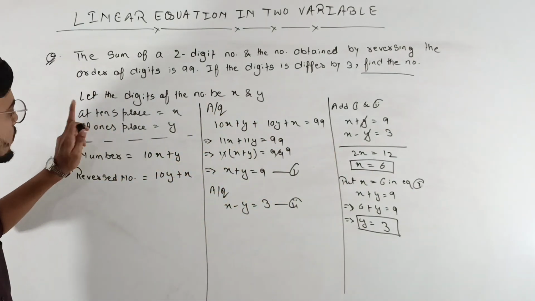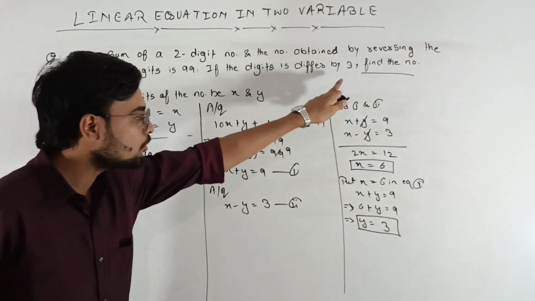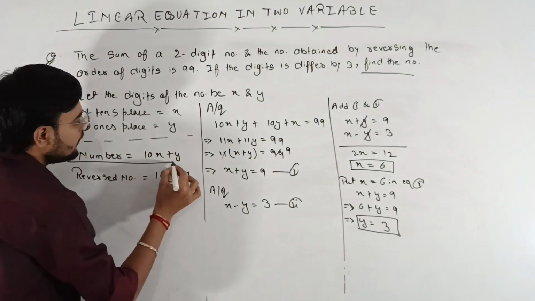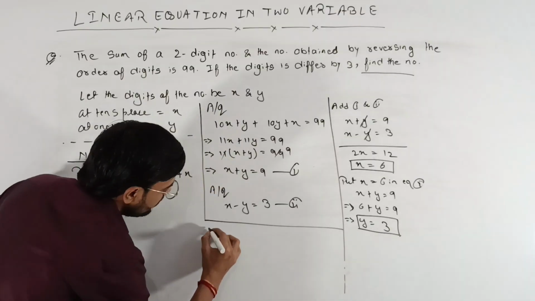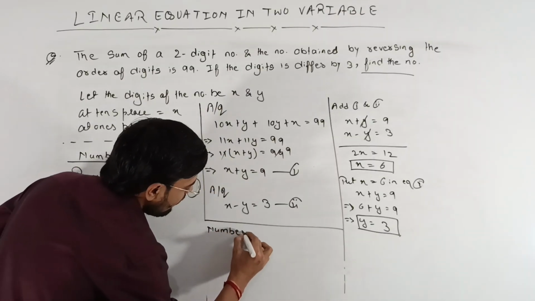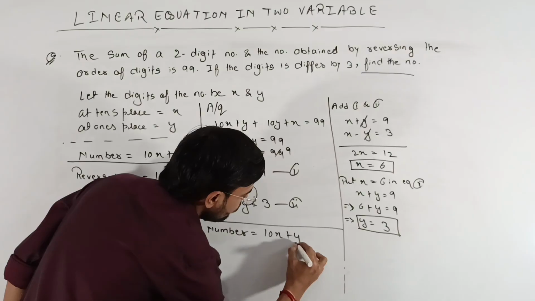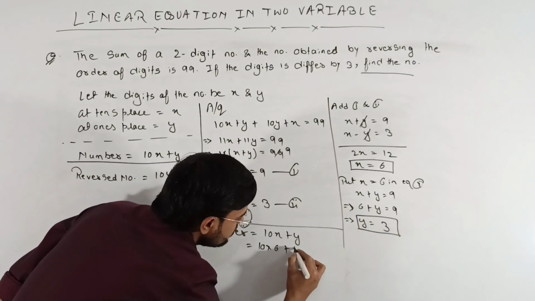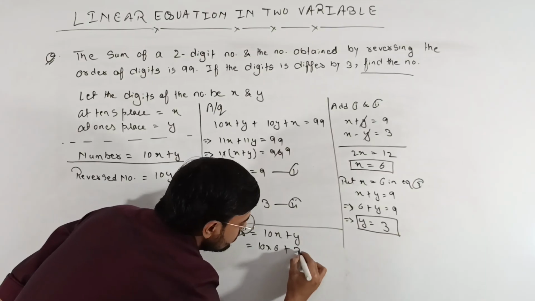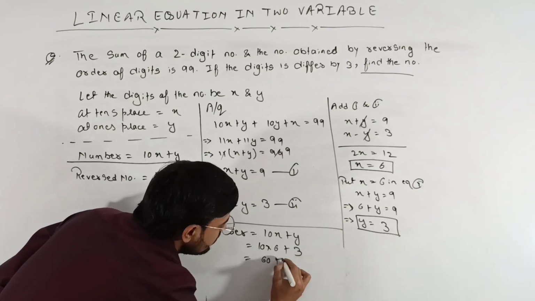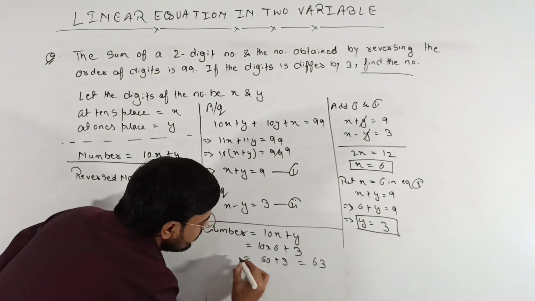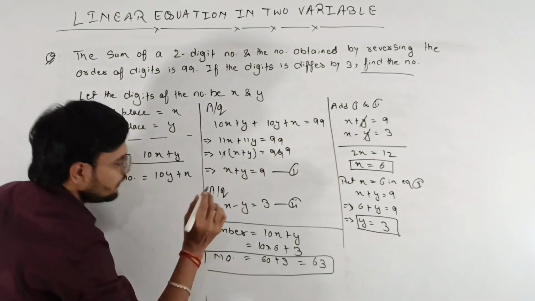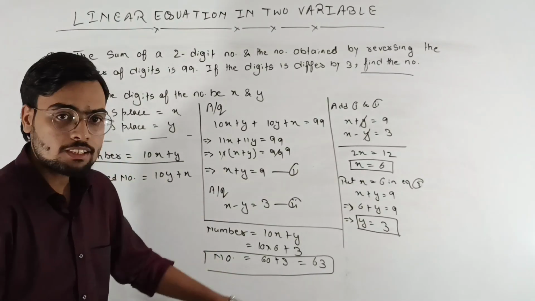X is the tens place digit and y is the ones place digit. But we have to find the number, not the digit. So our number is what? Look, our original number is 10x plus y. Now multiply 10 into x is 6, plus y is 3. Now 10 times 6 is 60 plus 3. So our number is 63. Understood?